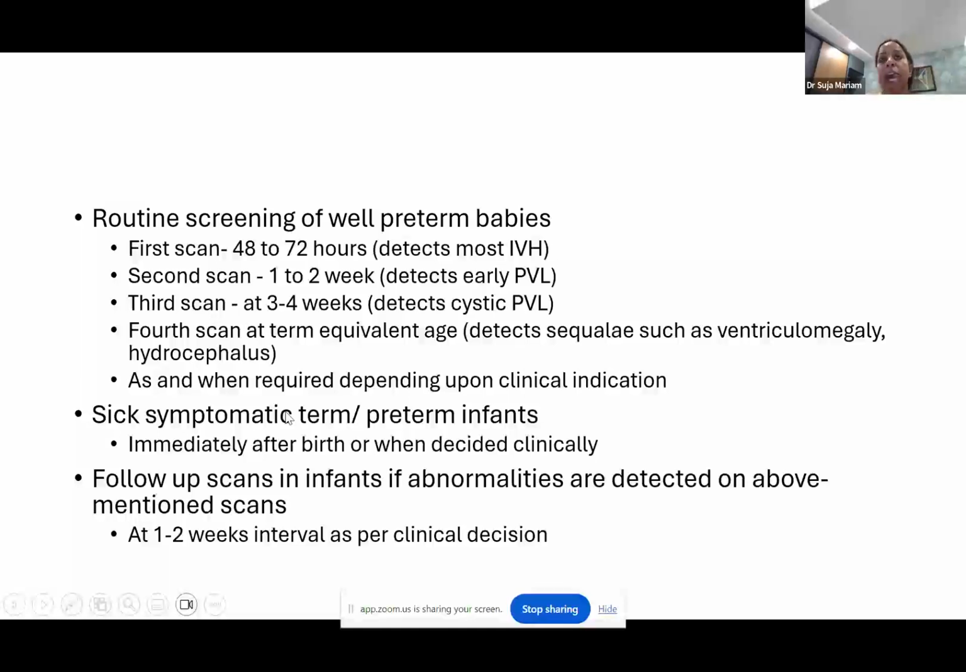And an early scan in the first 24 hours when a baby is very sick, like in the second case we had, you can do an early scan immediately after birth also. And if anything is abnormal, you're not going to wait till 40 weeks corrected gestational age. You can repeat the scan at 1 to 2 weeks interval as per clinical decision.